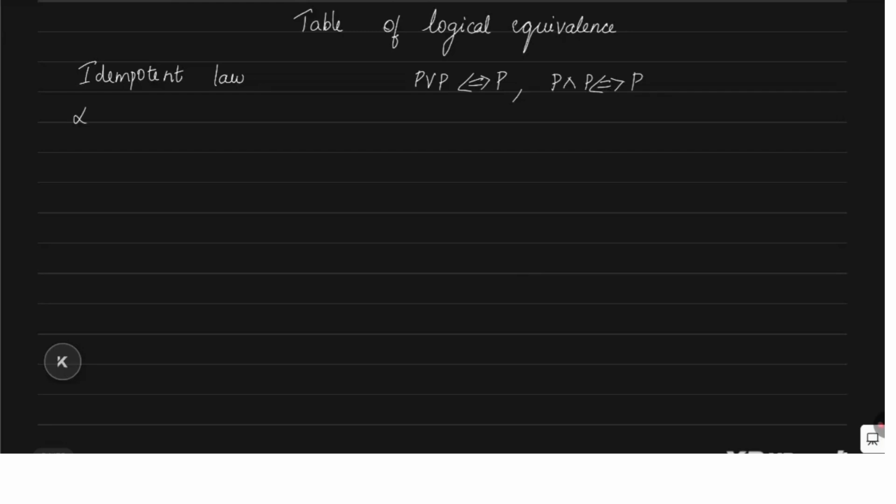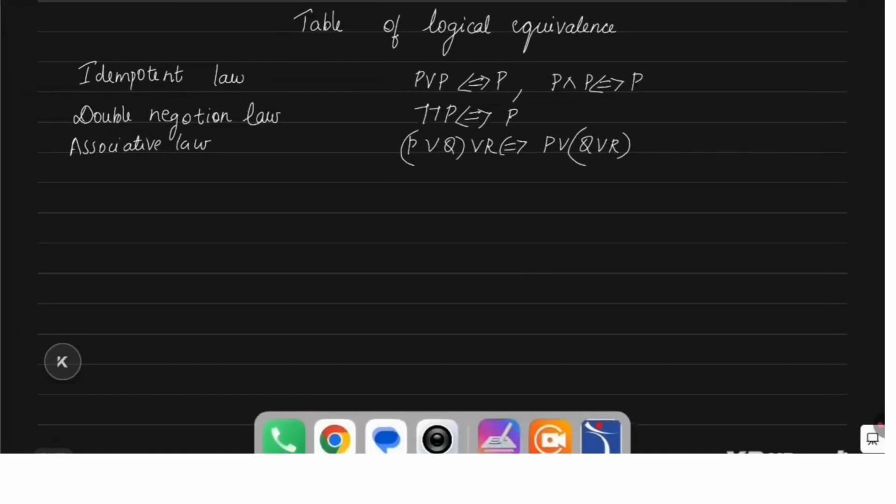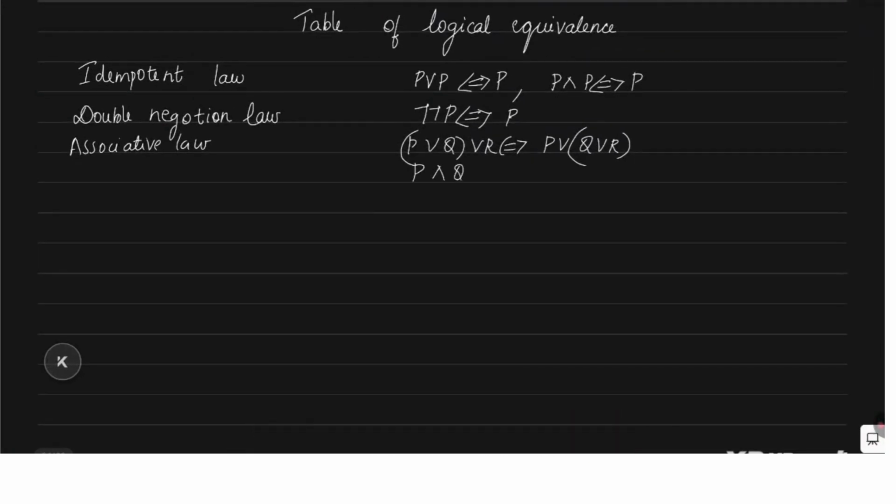The next one is the double negation law. The double negation of P is equivalent to P. Next is the associative law. P or (Q or R) is equivalent to (P or Q) or R. And the second one, P and (Q and R), is equal to (P and Q) and R.